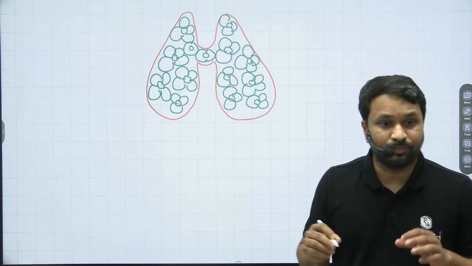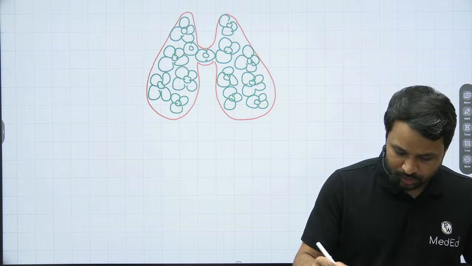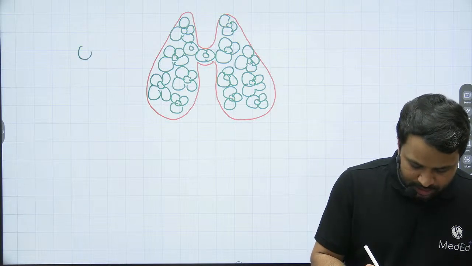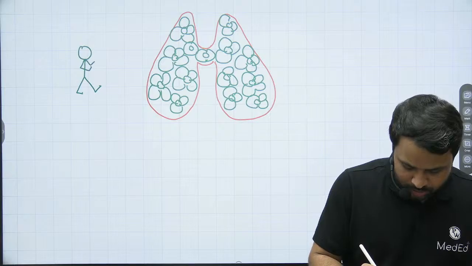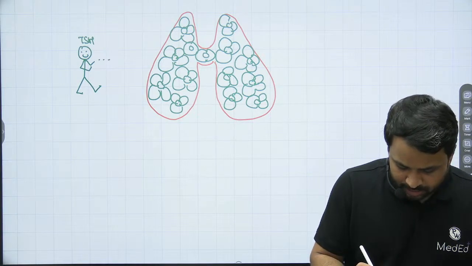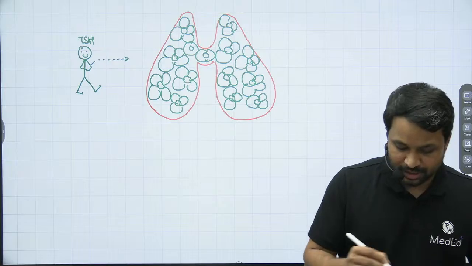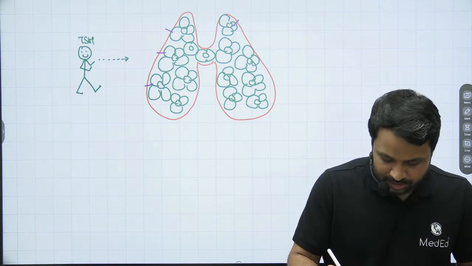So what is the problem? The problem is next time when the TSH hormone is going to come. So this is our TSH hormone. The TSH guy is walking towards you. Now as the TSH guy is walking towards the thyroid follicles, all the thyroid follicles are saying, come to me, come to me, come to me.